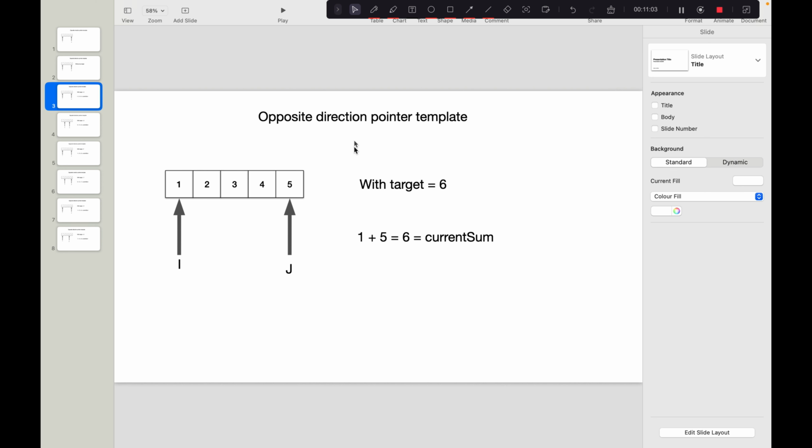It could be anything. This is not mandatory; we need not do it this way only. In any other problem, let's say we need to check the multiplication of two indices' numbers, in that case we will check in that way. But here I'm just taking one use case, that is two sum basically.